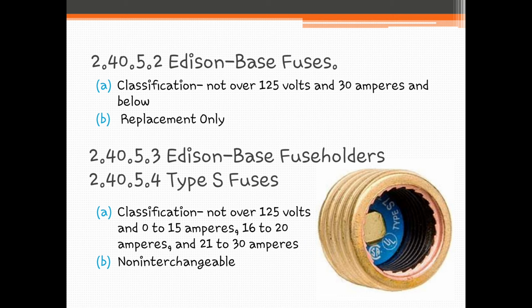shall be classified at not over 125 volts and 0 to 15 amperes, 16 to 20 amperes, and 21 to 30 amperes. So, these fuses are non-interchangeable, meaning these type S fuses of an ampere classification as specified in Article 2 shall not be interchangeable with a lower ampere classification. So, bawal siya sa i-change sa mga lower ampere classifications. They shall be designed so that they cannot be used in any fuse holder other than a type S fuse holder. So, type S fuse holder dapat siya, or a fuse holder with a type S adapter inserted.